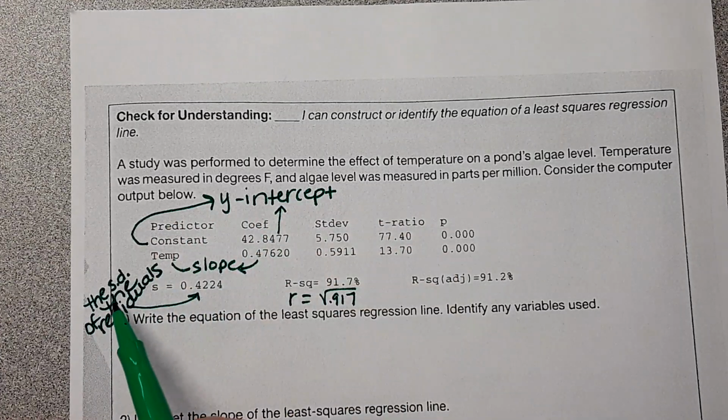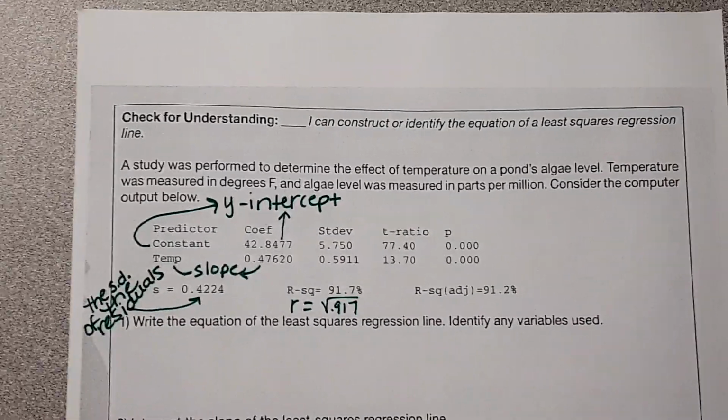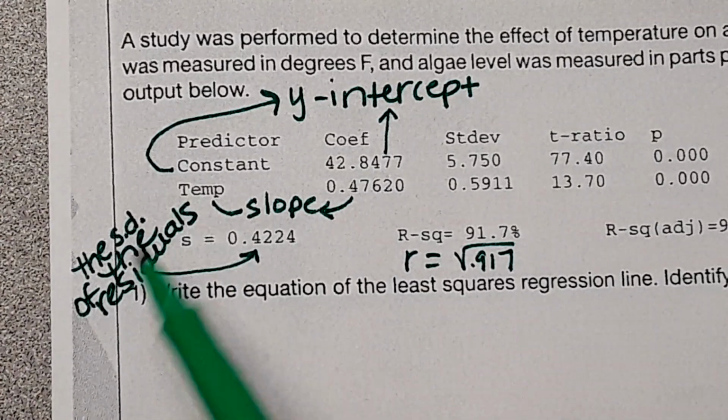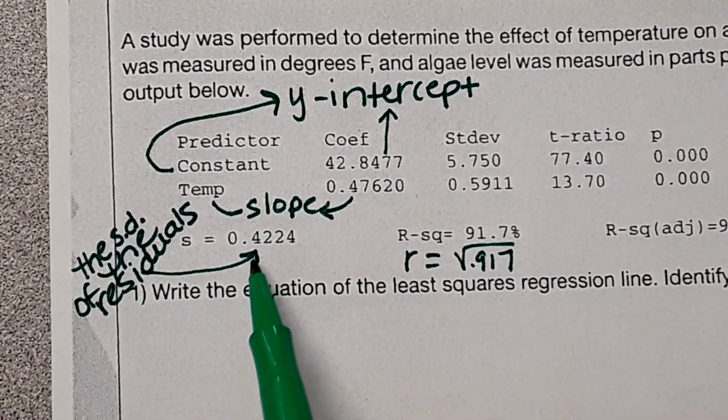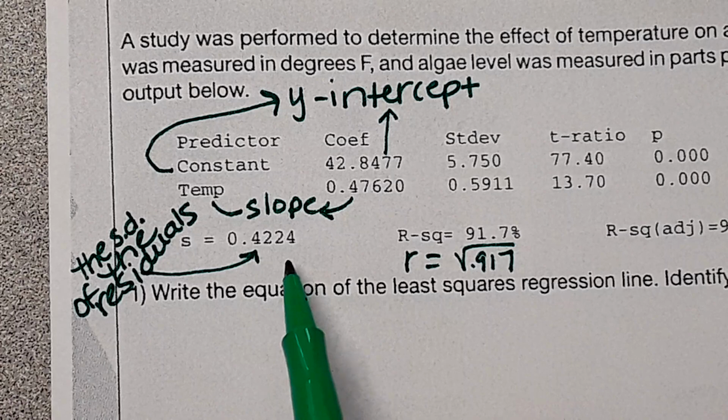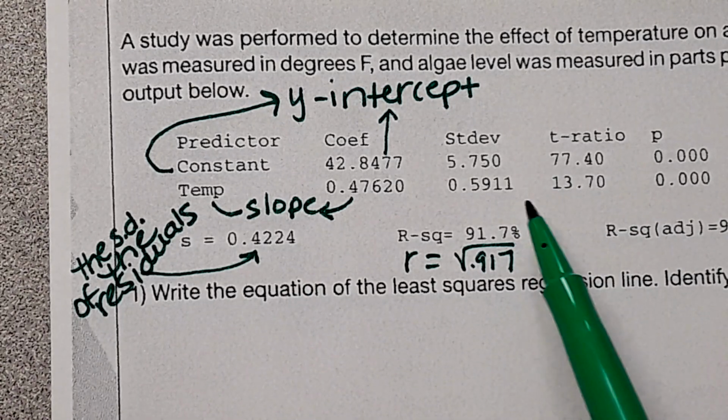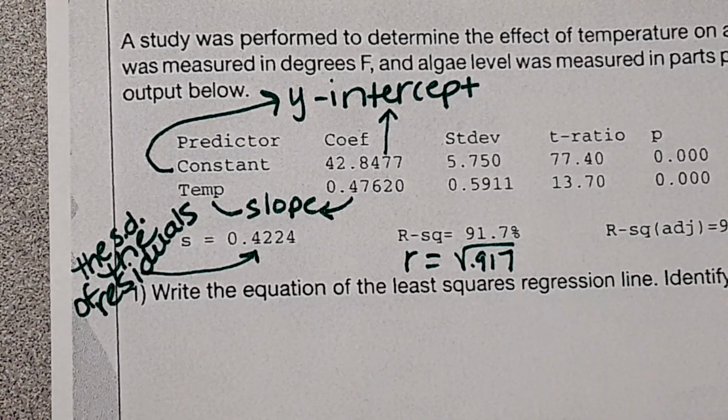So you probably can't see that. So the standard deviation of the residuals is this 0.4224. I know they give you standard deviation in the other stuff. We don't have to worry about that just yet. That will come back to us because we'll come back to least squares regression in our last unit. But this is stuff that you need right now. Okay.